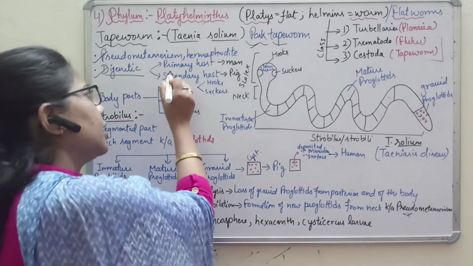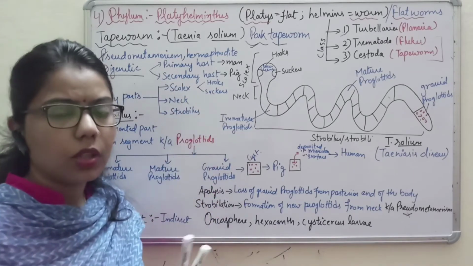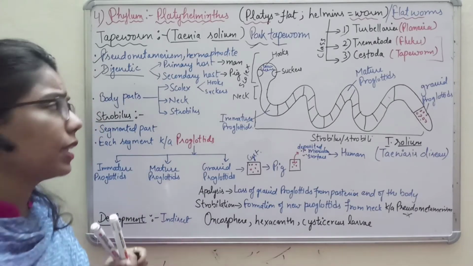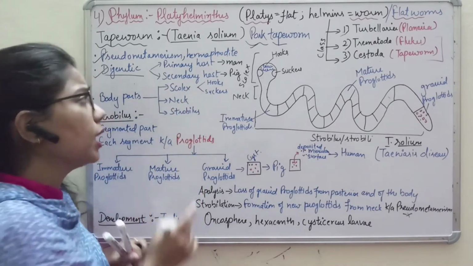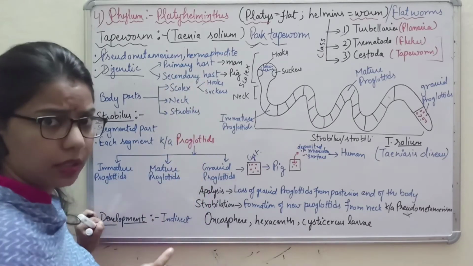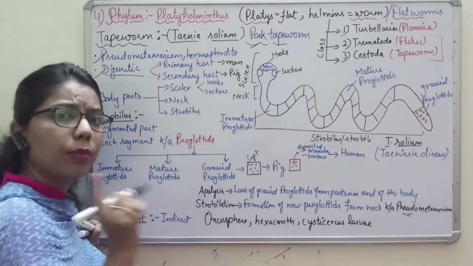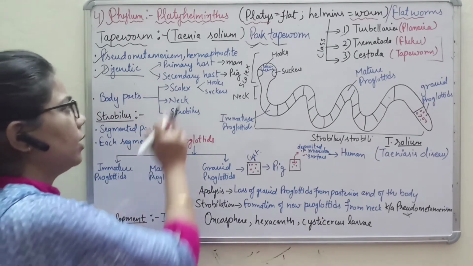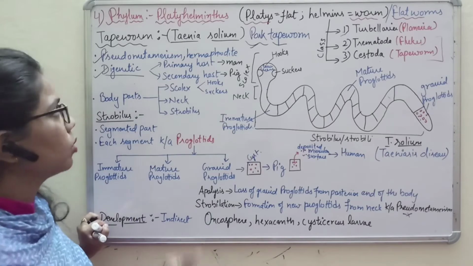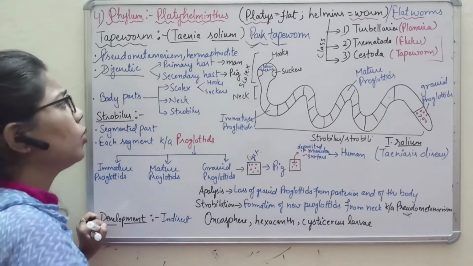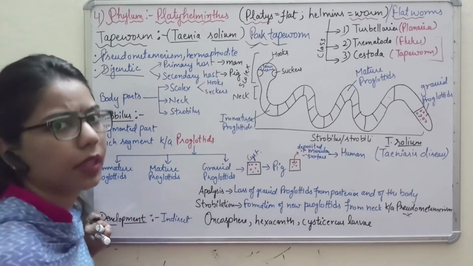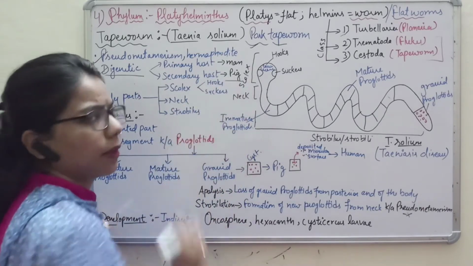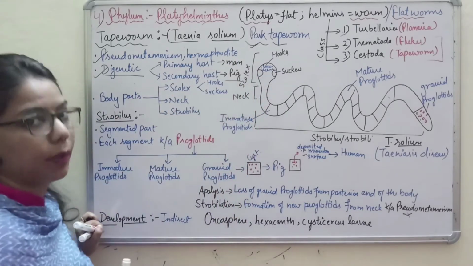So how do we say that it is the primary host and secondary host? What is the criteria to define the primary host? Because when sexual reproduction takes place, the host in which the sexual reproduction of the tapeworm happens is known as the primary host, and the other one is the secondary host. In the case of tapeworm, the primary host is man, human beings, and the secondary host is pig. That's why we say pork tapeworm.